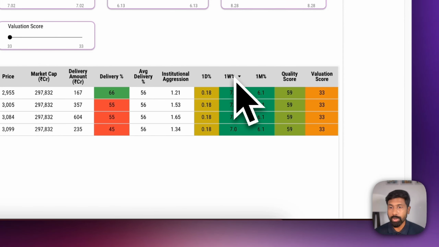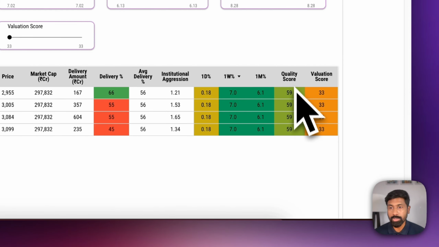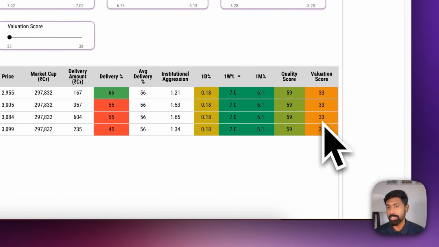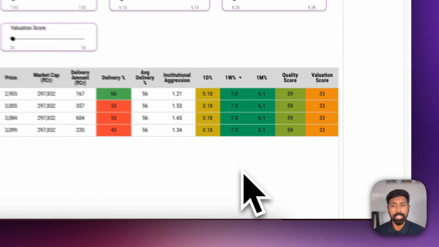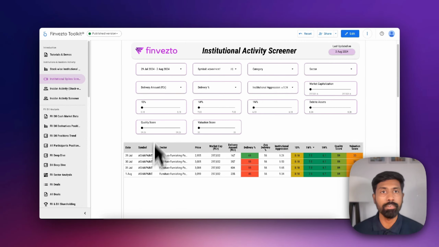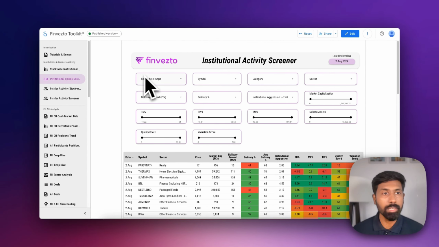You can see in the last 1 week it has shot up by 7%. Quality score is good, 59. Valuation score is decent, above 30, 33. So now we know for sure that Asian Paints has witnessed institutional activity. We also want to confirm it using the previous tab.